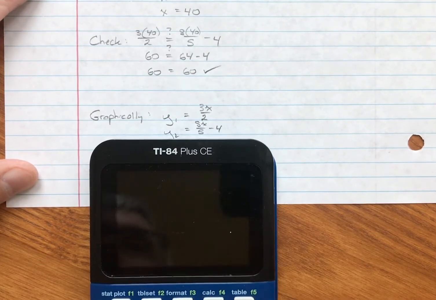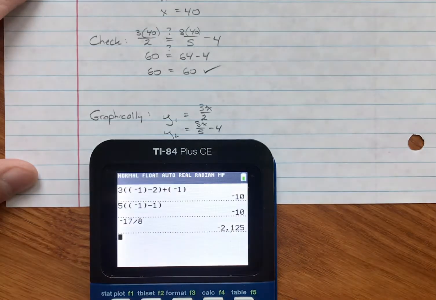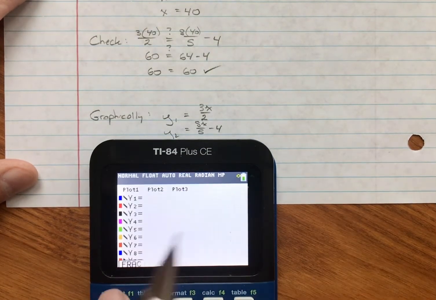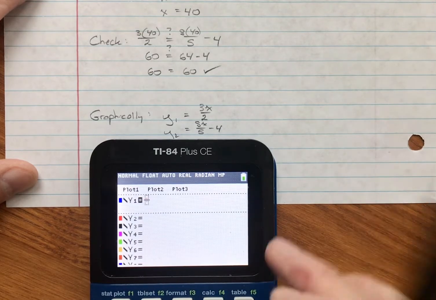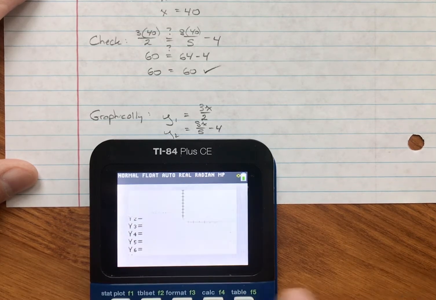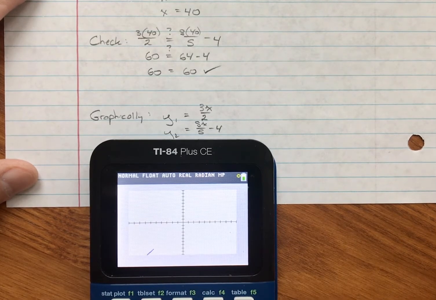Okay, let's do here. So y1, open my calculator, excuse me, turn it on. y1, I'm going to use my fraction bar. Helps me keep things straight. 3x over 2 is y1. If you want to graph that, it looks like probably a line. There it is, 3 halves of an x. There's 3x over 2.